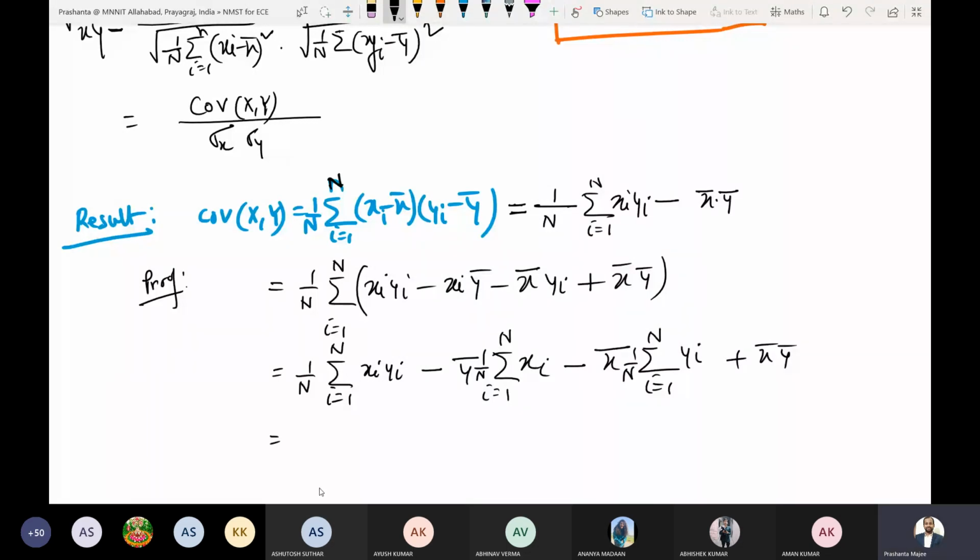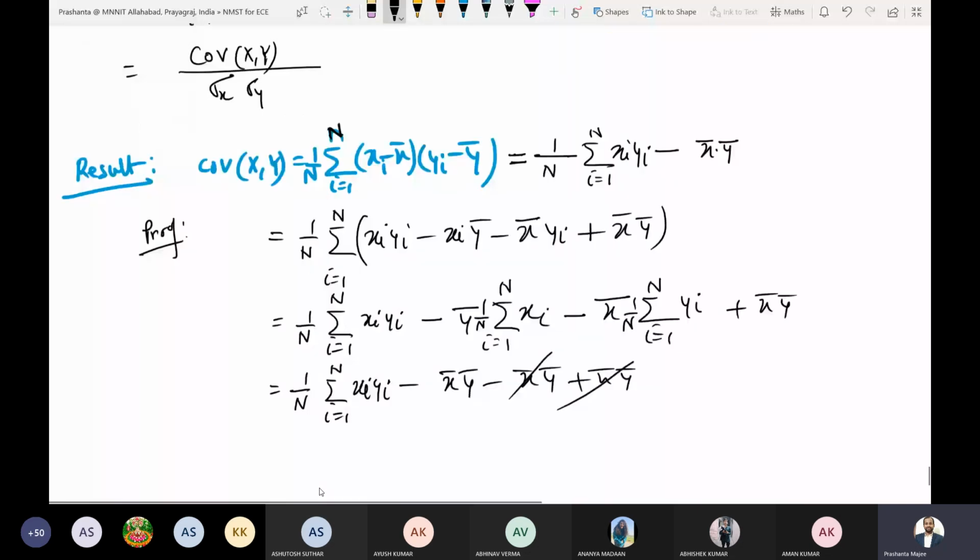What is 1 by n summation i equals 1 to n xi? That is x bar. And the third sum is y bar. So this is 1 by n summation i equals 1 to n xi yi minus x bar y bar minus x bar y bar plus x bar y bar. The x bar y bar terms cancel. So you are getting the second expression for cov xy: 1 by n summation i equals 1 to n xi yi minus x bar y bar.